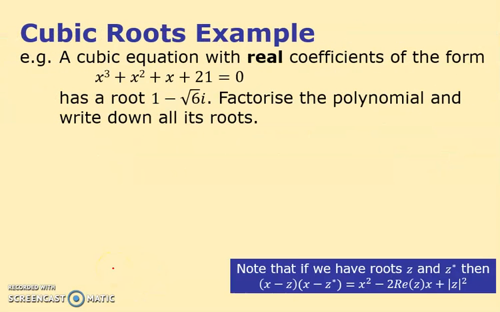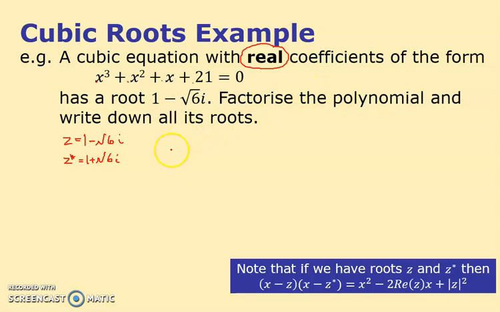Let's do another example. This time it's a cubic example. It says x cubed plus x squared plus x plus 21 equals 0 has a root that. And because it says this is an equation with real coefficients, which I can see, there's no dodgy i's and stuff in there. My first solution is z1, 1 minus root 6i. There it is. But then I also know that z star is 1 plus root 6i. It says factorize the polynomial.